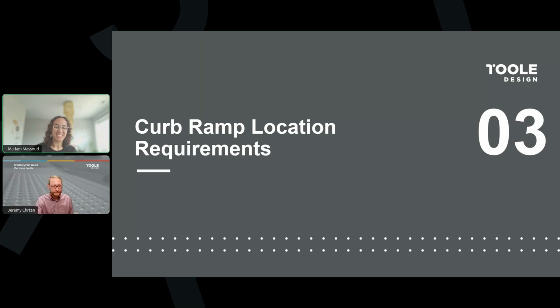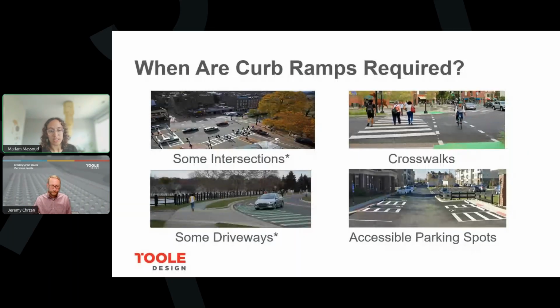Thank you. Yeah, we want to share some locations where curb ramps are commonly required. So on the next slide, we have some photos. Curb ramps are required at intersections, crosswalks, some driveways, and accessible parking spots. So we have asterisks by the intersections and driveways because, as Jeremy talked about in the scoping section, not every intersection is required to have curb ramps if there are no curbs or sidewalks. And similarly, not every driveway will have to have curb ramps. But we'll go into some more detail about all of these locations in the next slides.